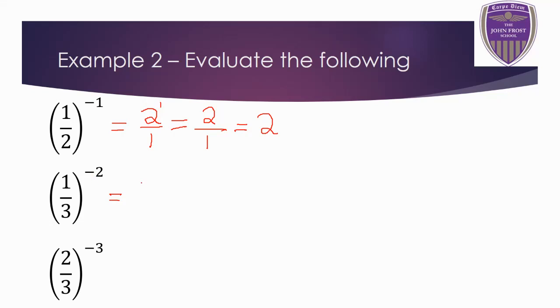Once again, to evaluate the minus, we end up with 3 over 1, but we need to square the 3. Remember when we square, that's the same as 3 times 3, still over 1, which will be 9 over 1. But then 9 over 1 is the same as 9 wholes. The answer is just 9. Simple as. And then for 2/3 to the power of minus 3.